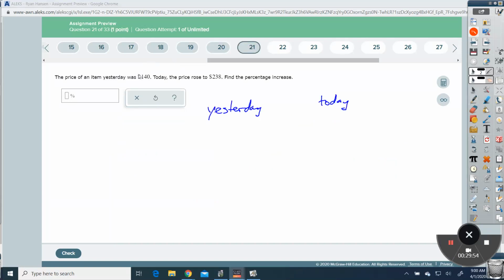All right, it says the price of an item yesterday was $140. The price rose to $238 today. This is like a case of toilet paper in today's economy. So anyways, find the percentage increase. Okay, so we started at 140, but we went up to 238. How much increase was there? Well, 238 minus 140, so we increased $98.